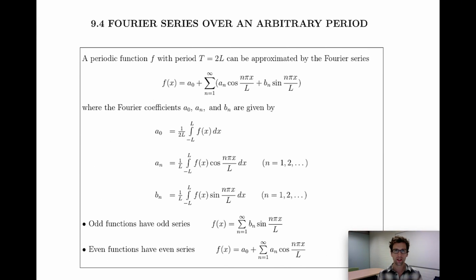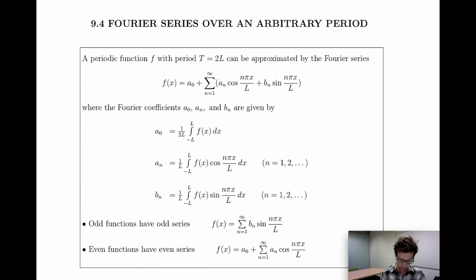And then we're going to apply those ideas to calculate some interesting series for some transcendental numbers like pi and pi squared. So let's take a look at the Fourier series for a periodic function with an arbitrary period.